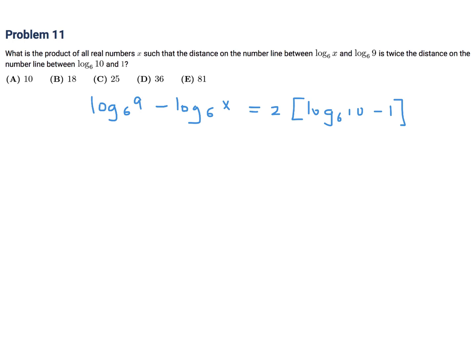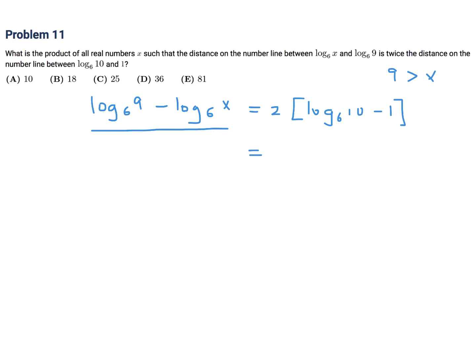Now, this is only true if x is less than 9, right? Because if x is less than 9, then this part becomes positive. Now, we have to eventually deal with the other scenario where x is greater than 9, and I will, but first let's just do this one.